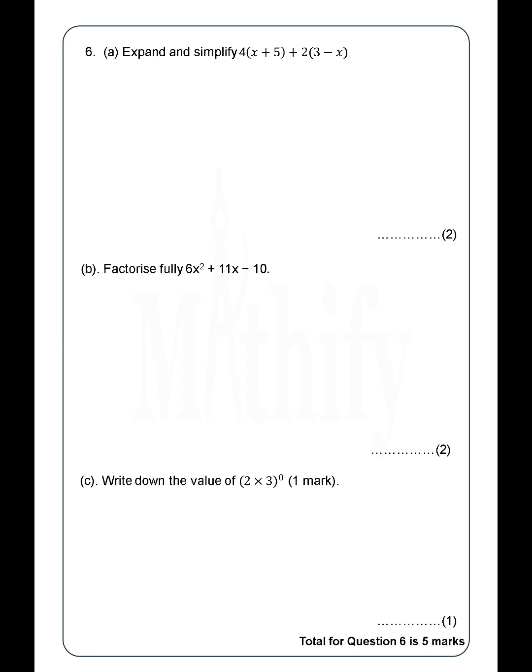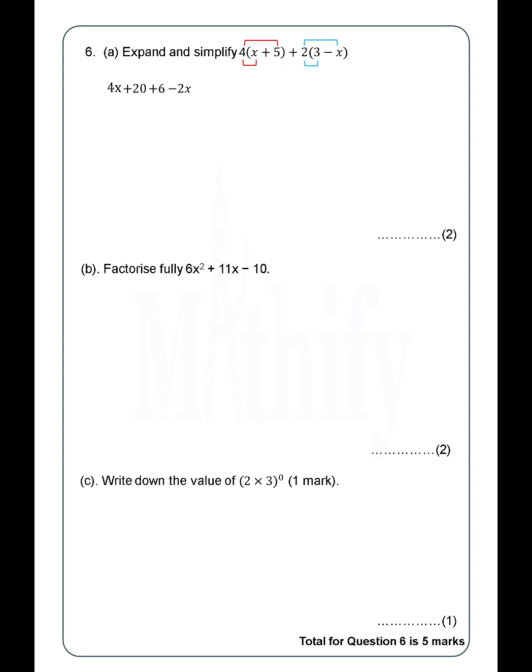Question 6a. Expand and simplify 4 open bracket x plus 5 close bracket plus 2 open bracket 3 minus x close bracket. So with this question, expand all the brackets first. So start off with 4 times x plus 5. 4 times x, 4x. 4 multiplied by positive 5, plus 20. 2 times 3 is positive 6. 2 times minus x, minus 2x.